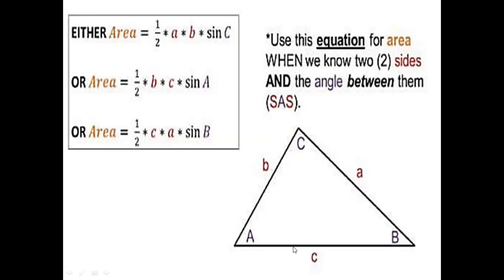If B and C, these two sides are given and angle A is given, then the area will be half into B into C into sine A. And suppose A and C, these two sides are given and also angle B is given, then our area will be half into C into A into sine B. So in summary, if two sides and the angle between them are given, then the area will be half into those two sides into the sine of that angle. Clear? Okay.